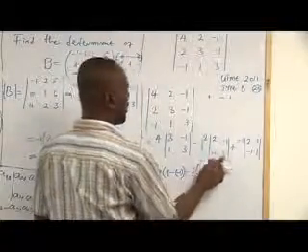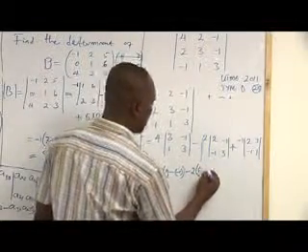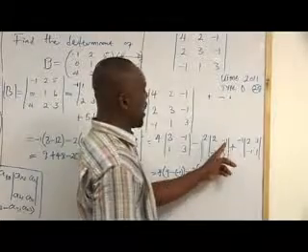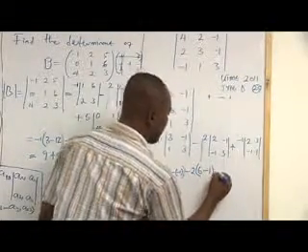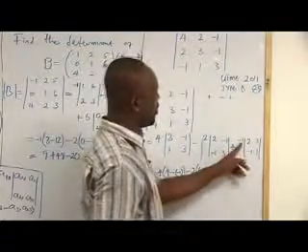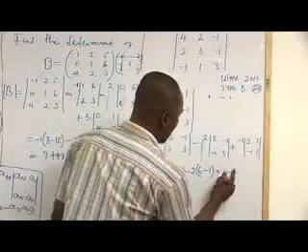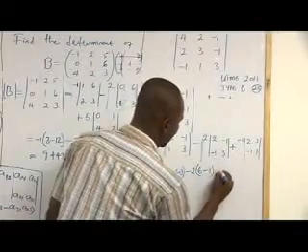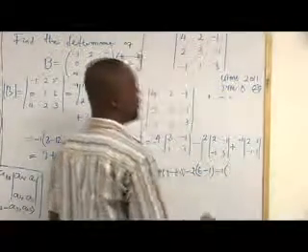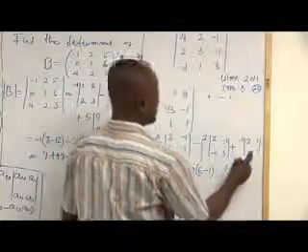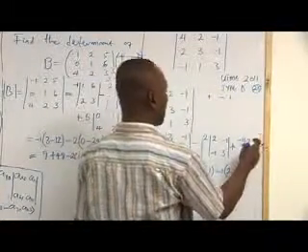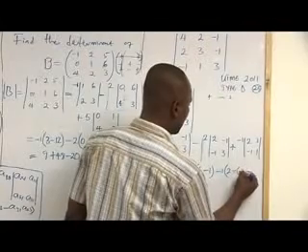2 times 3 is 6. Minus 1 times minus 1 is plus 1. So I just drop my 1 there. Quietly and move. Plus, oh, this is minus 1. I want to put minus 1 there. This becomes minus 1 into bracket. 2 times 1 is 2. Minus 1 times 3 is minus 3.